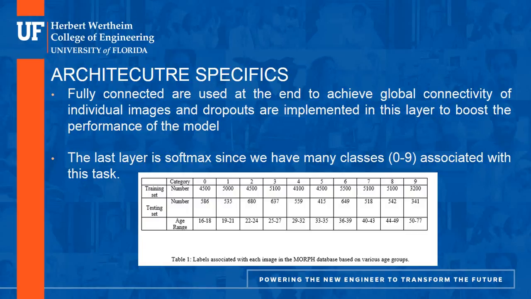As stated earlier, we have segregated different age groups into different classes. So age group 16 to 18 as class 0, 19 to 21 as 1, 22 to 24 as 2, as it goes on. Since the dataset consists of individuals up to 77 years of age, we obtain 9 classes.